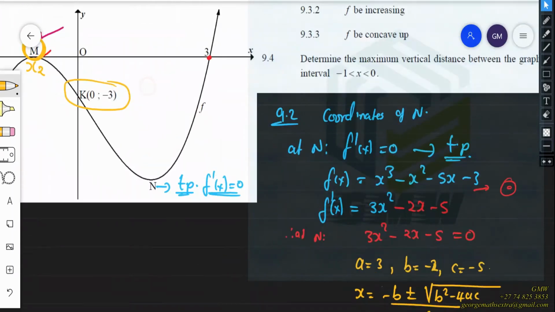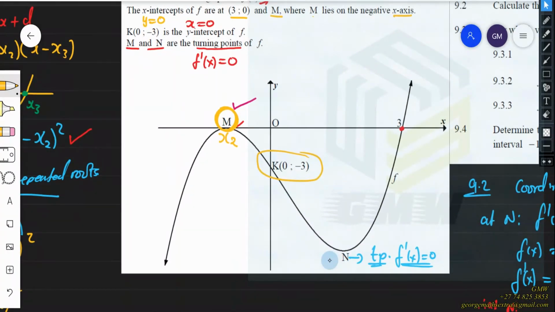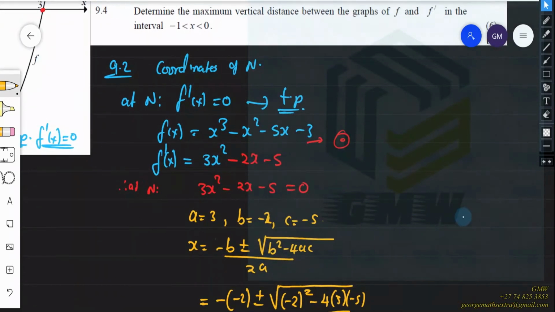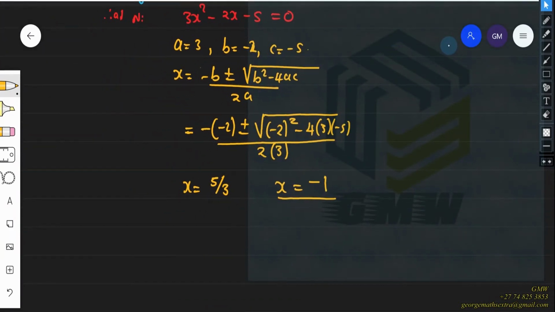Because remember, we are given a graph, and we already found that our x2 here, we found the value to be minus 1. And if you look, it is also a turning point. So when we were calculating the turning point, I was really expecting to find minus 1. And the other x value we got, the 5 over 3, will be the one for n on this side. Let me double check if I wrote this right.